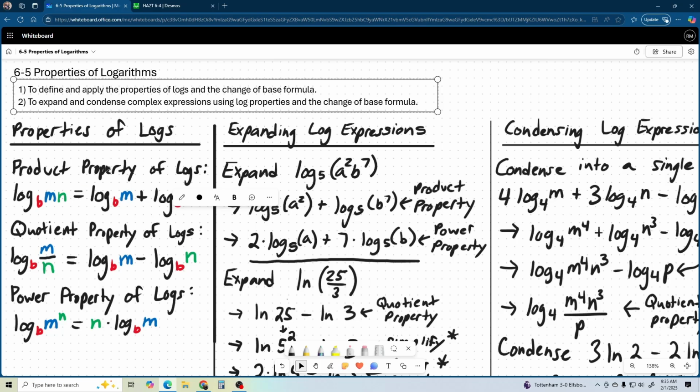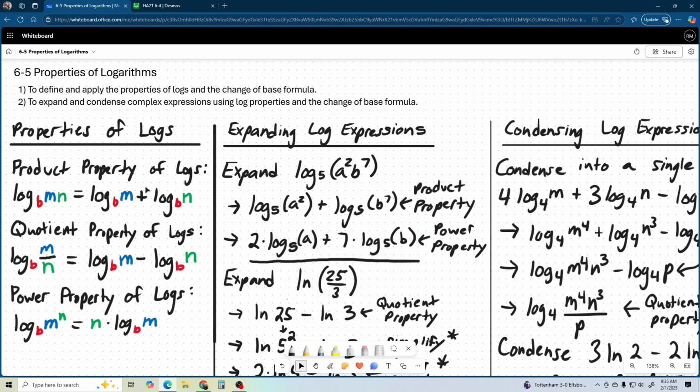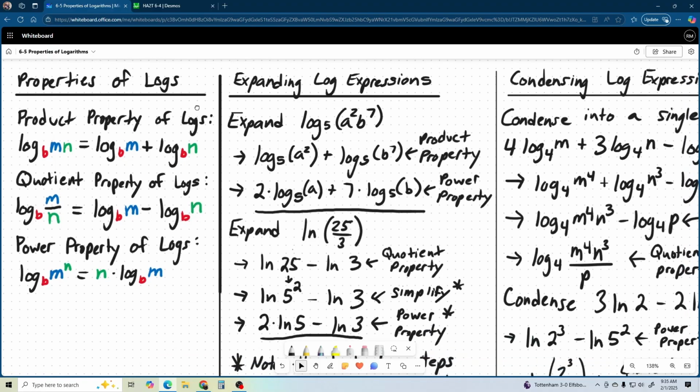So first of all, let's learn about the properties of logs. Then we'll work on expanding and condensing them. And then we'll talk about the change of base formula and how that can help us turn things into problems we can solve with calculators, which is really, really useful. So, all right, let's start with the properties of logs.